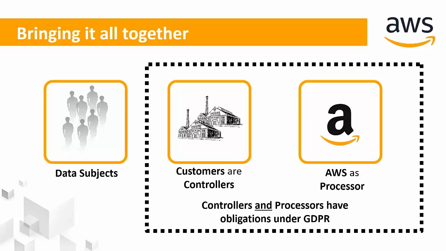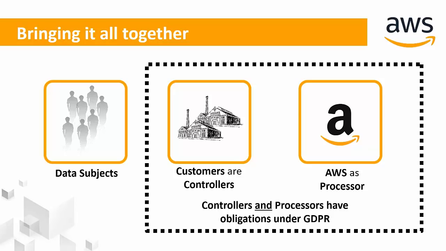For example, AWS. So for example, if you are running an application or a database on top of AWS, and collecting end user data, the end user data would be the data of the data subjects. You would be the data controller, and AWS would be the processor. And both controllers and processors have obligations under GDPR.